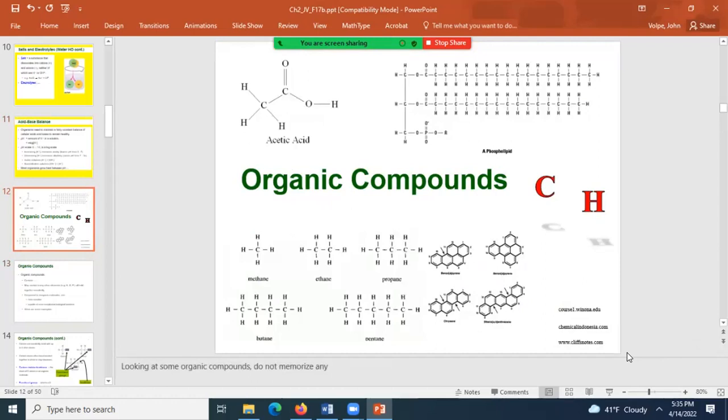Talking about organic compounds. We have several organic compounds shown here. You don't have to memorize any of them, but I do want to state that organic compounds are usually held together by carbon bonds, like all of, let me blow that up a little so you can see it better.